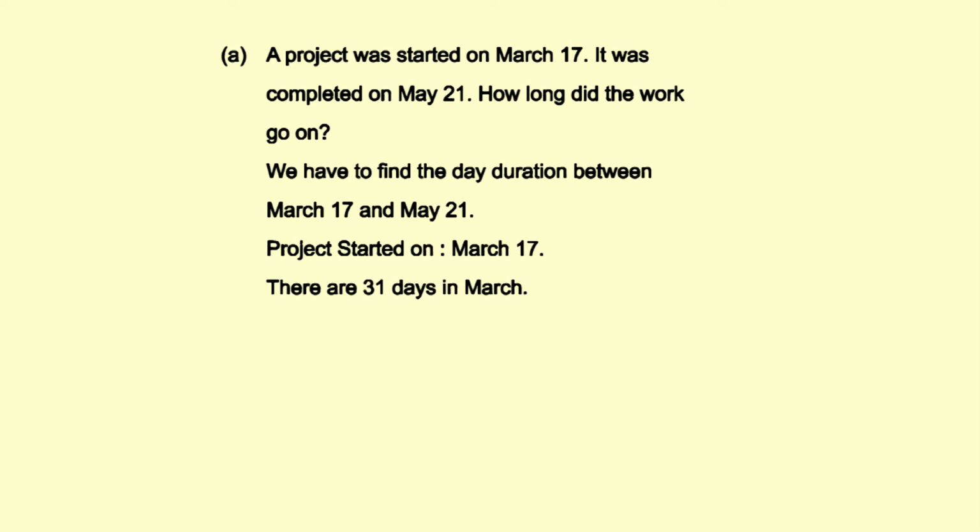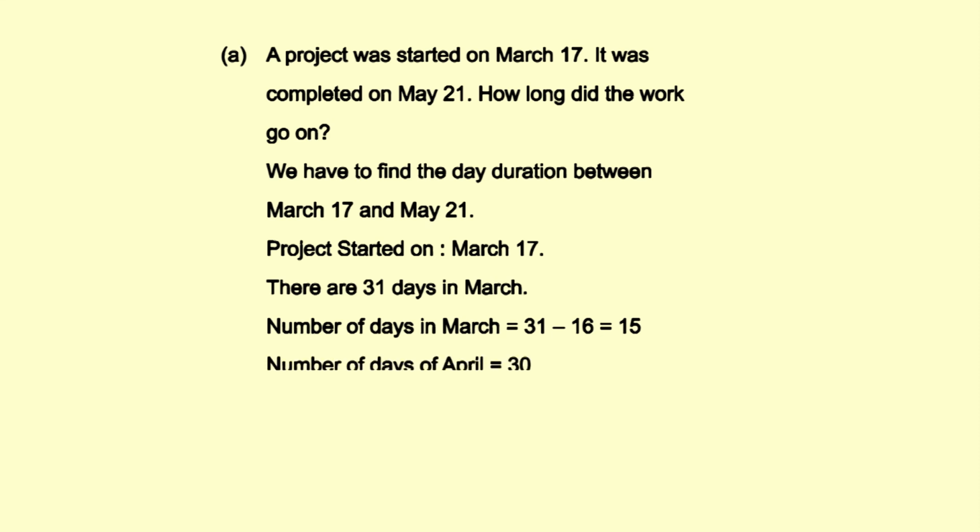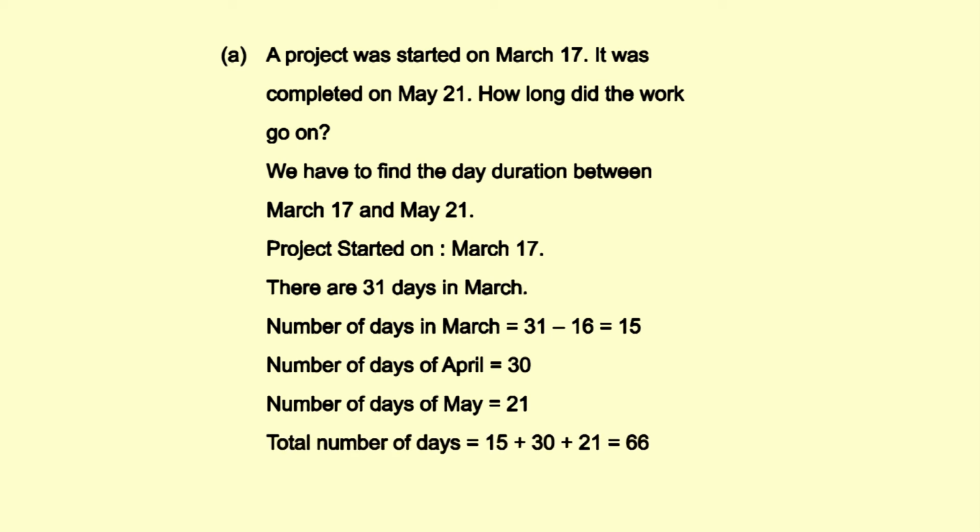There are 31 days in March. Number of days in March is equal to 31 minus 16 is equal to 15. Number of days in April is equal to 30. Number of days in May is equal to 21. Total number of days is equal to 15 plus 30 plus 21 is equal to 66. Answer: hence the project was completed in 66 days.